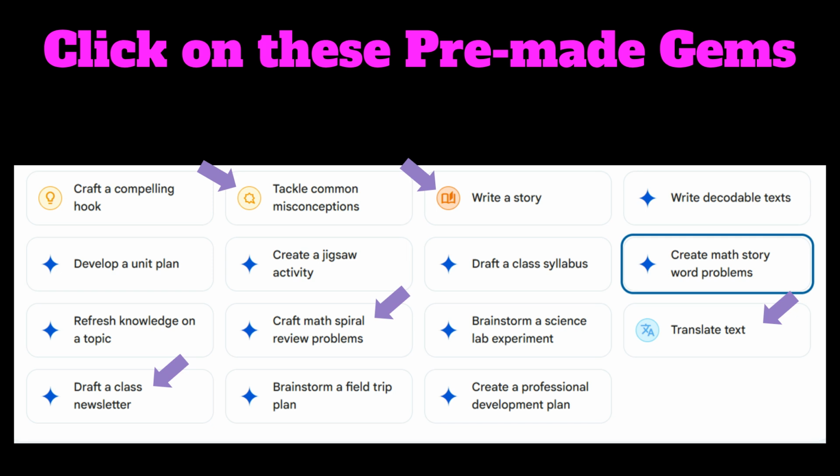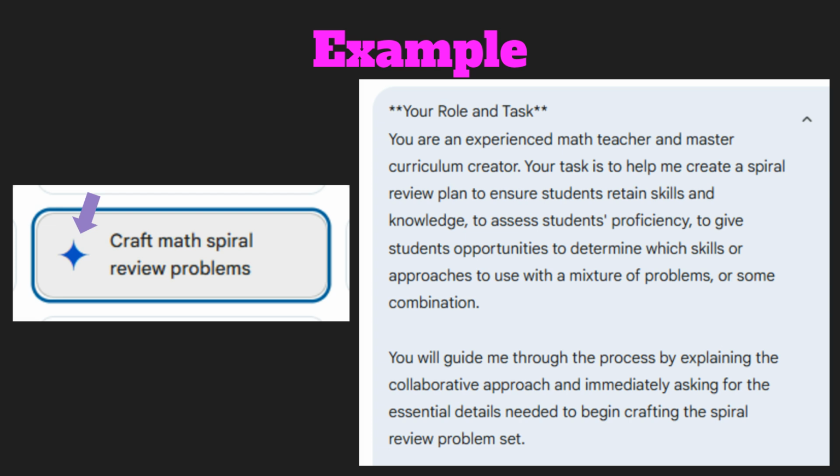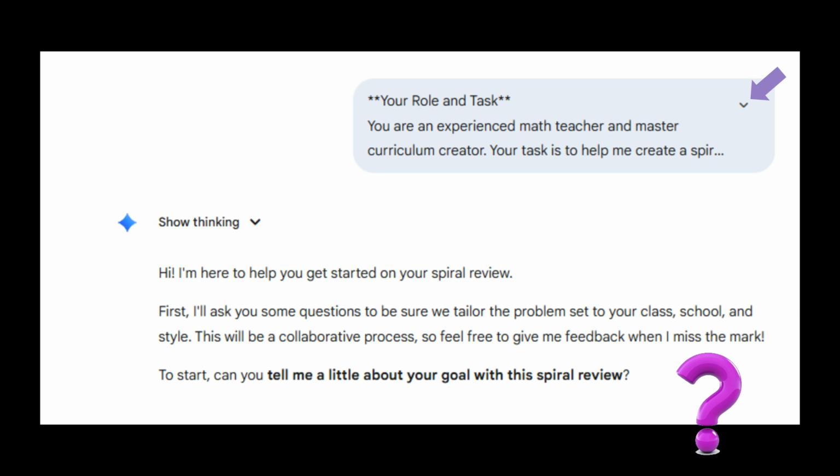Here are some additional pre-made gems that are available to use. The icons beside the different gems give a hint to how the output that it creates differs. This icon lets me know that this is a Gemini chat that will help me create a math spiral review for my class. The chat conversation with Gemini first clarifies my role and the task.